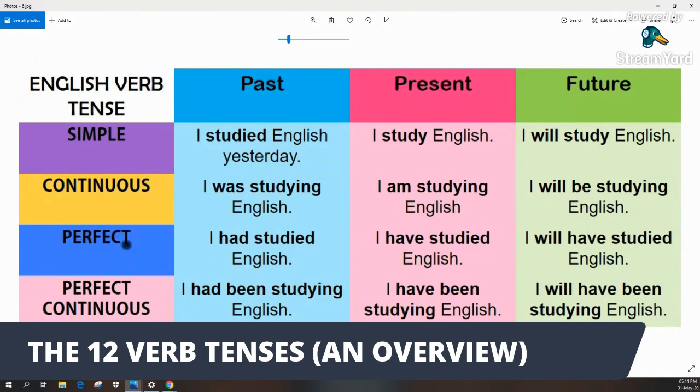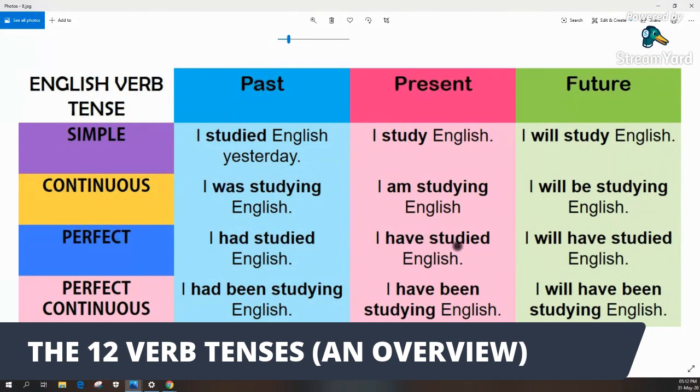Now, let's have the perfect tense. When to use perfect tense? That's the question again. So, perfect tense example, I had studied English. So, to indicate a completed action of the past that happened before another event took place. Again, this is to indicate a completed action of the past that happened before another event took place. Okay. I can also say, I had eaten all the pizza when you arrived.